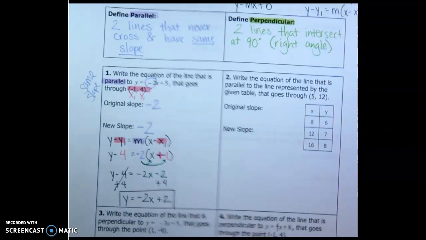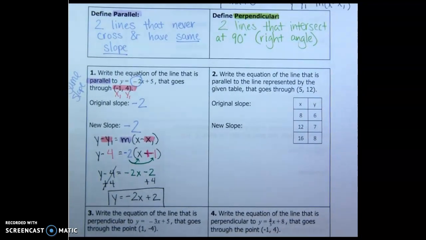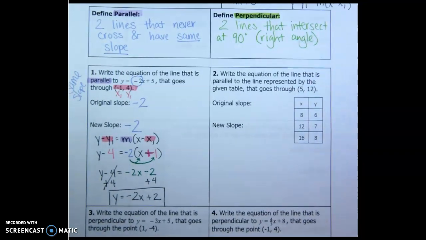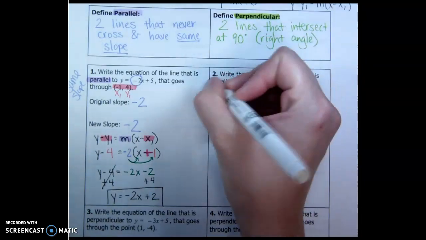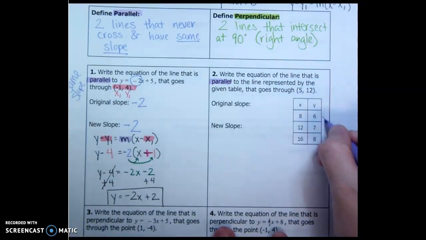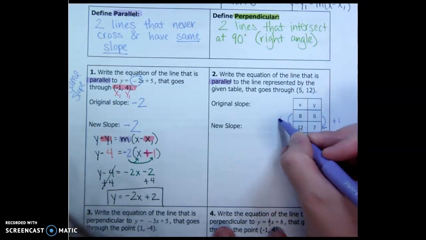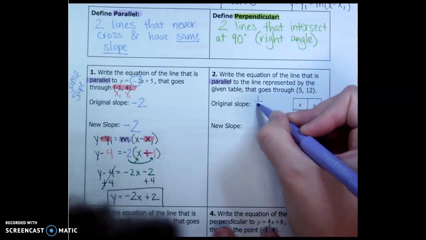Alright, number 2. Write the equation of a line that is parallel to the line represented by the given table that goes through (5, 12). How mean, Miss Smith, you didn't give us the slope. Oh, boo-hoo. It's parallel. That means we have to find the slope first. To do that, from a table, we find the rate of change. So, from 6 to 7 is plus 1, and from 8 to 12 is plus 4. So my original slope is 1/4.